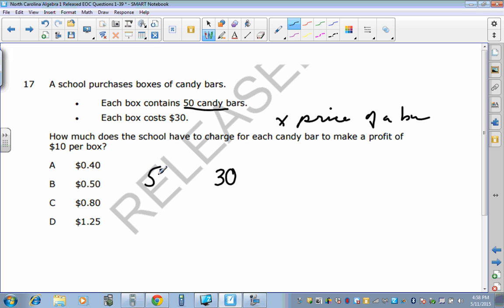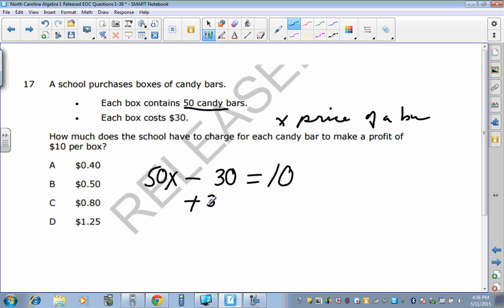Okay, so 50X is going to be the money that we take in when we sell those candy bars. The box cost us $30, so we're going to have to pay somebody $30 for that box of candy bars. We will make a profit of $10. We get to keep $10.